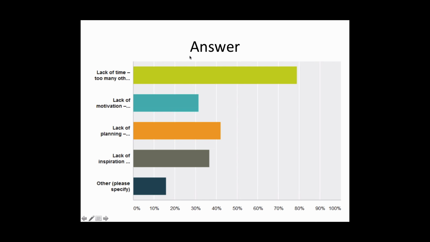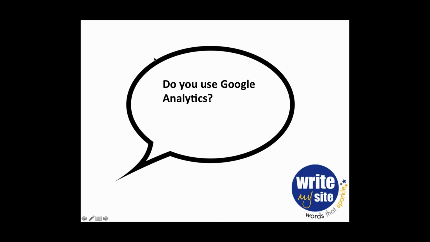Other reasons included a lack of motivation. You know, people felt that their audience wasn't really that interested in what they had to say, and it was a lot of effort for maybe not that much tangible reward. A lack of planning was also quite a key factor. In fact, after lack of time, it was the most common reason why people didn't produce as much content as they wanted. And a lack of inspiration also sort of featured.